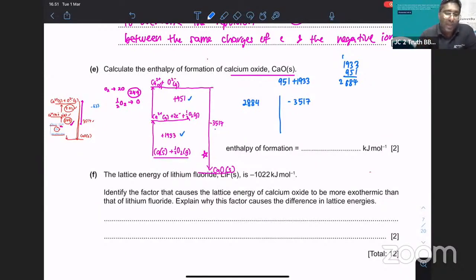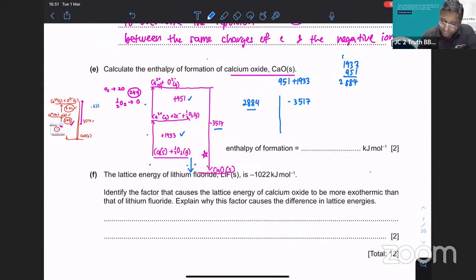So this is going to tell us that your enthalpy of formation is negative, I can say. Because why? These two, when you add, must give you the 3517 lattice energy. So I know that this value must be negative. So how to solve that? You can see 3517 and then 2884. What is the difference over here?